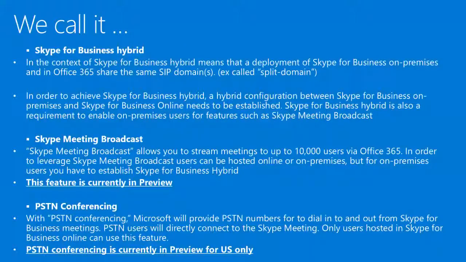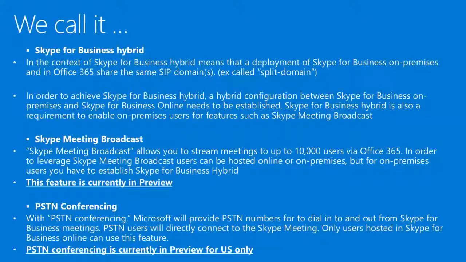What we really have today is just to establish where these things are and what their availability is from a New Zealand perspective. Skype for Business hybrid, okay? This was something we used to have with Lync 2013 for a while, then it sort of went away. It really means a deployment of Skype for Business on-prem and Office 365, which are basically sharing a single SIP domain. It used to be called split domain in Lync 2013. So this is a hybrid world, right?